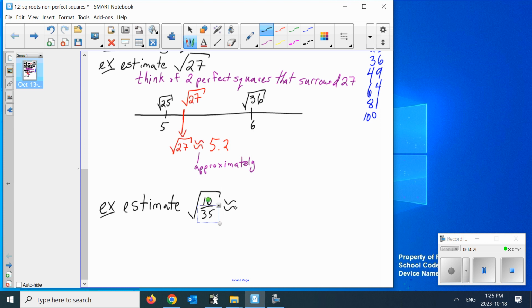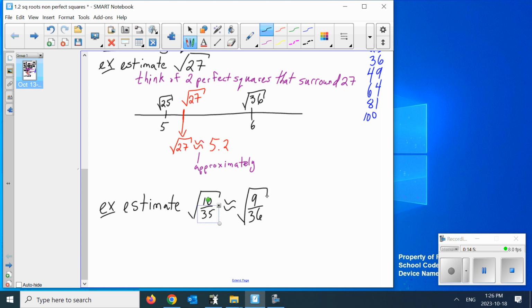Well, here I'm looking for, and I'm not going to be confusing and have something exactly in the middle. What perfect square is close to 10? Closest one to 10 on the list in blue? 9. That's approximately the same as saying, well, it's the square root of 9. 35, that's approximately close to the perfect square, 36.